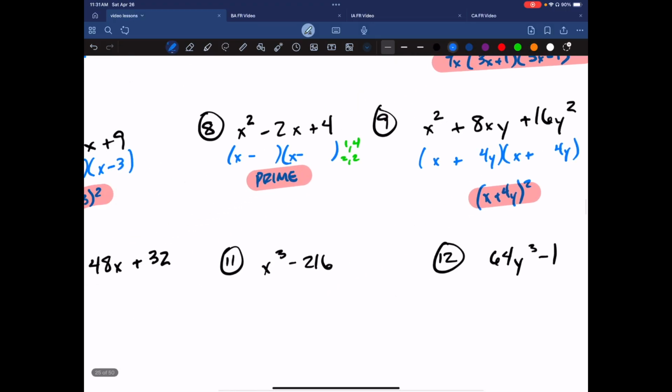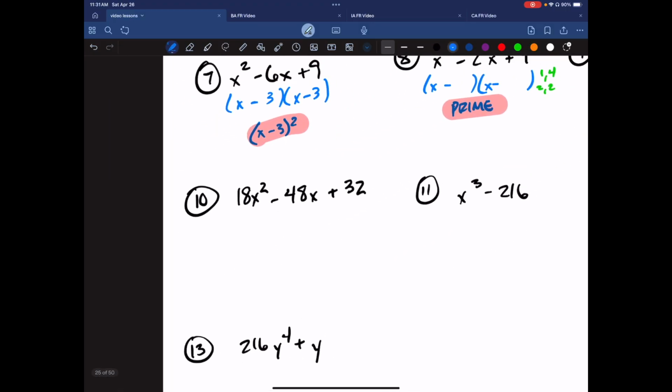Okay. Number 10, again, you might want to look for a GCF, especially if everything's even. So I got 2, so pull that out. Can't pull any letters out. So it's going to be 9x squared minus 24x plus 16. Right? This is one of the ones where I would not want to factor with the AC method. All right, but 9 times 16 is 144. And that's starting to get a little big. While you can do it, and you're more than welcome to do it, right?